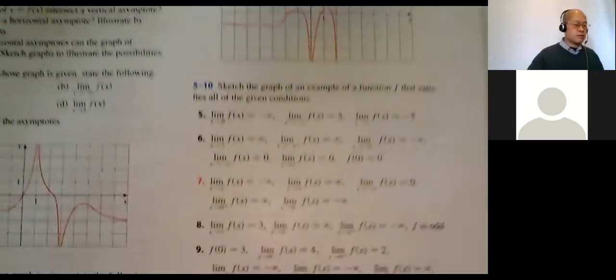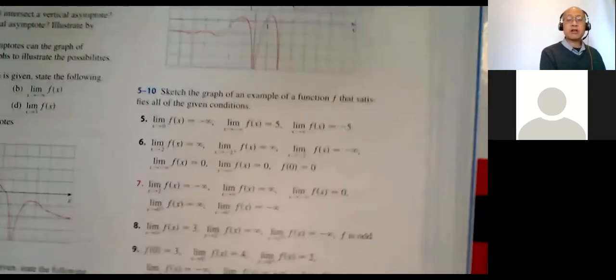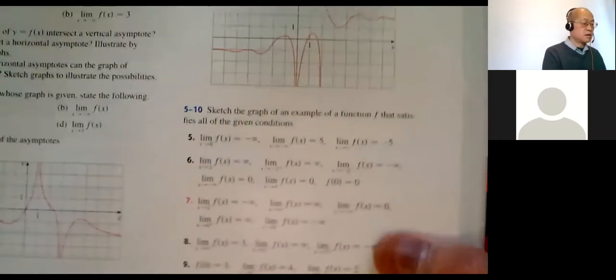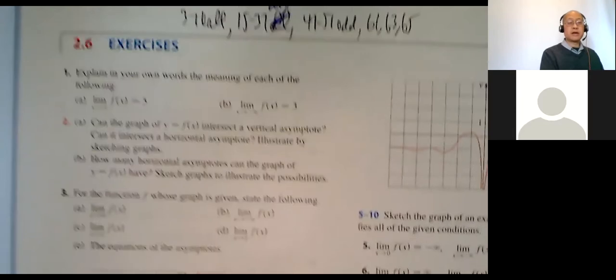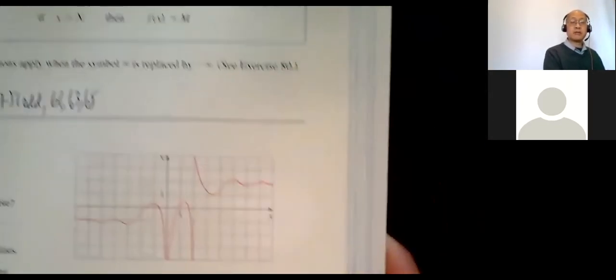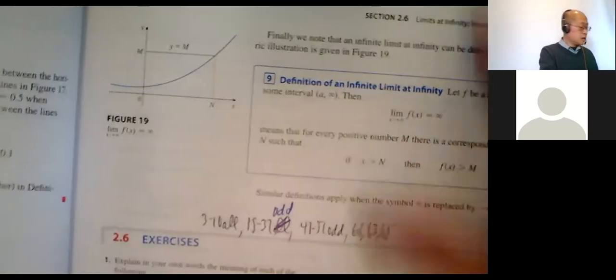Okay, 5 through 10, make up a graph that satisfies all the following conditions. So, oh yeah, let me go through this again in case some of you that don't plan on getting the book. Show you all the questions again. It's up to 10.